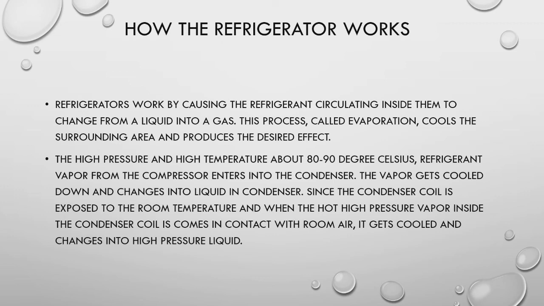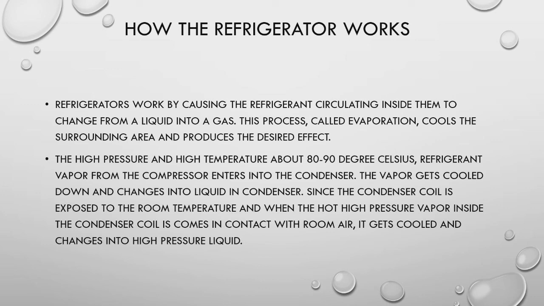Okay, now how the refrigerator is working. Refrigerators work by causing the refrigerant circulating inside them to change from a liquid into a gas. This process, called evaporation, cools the surrounding area and produces the desired effect. The high pressure and high temperature, about 80 to 90 degrees Celsius, refrigerant vapor from the compressor enters into the condenser. In the condenser, the vapor gets cooled down and changed into liquid.